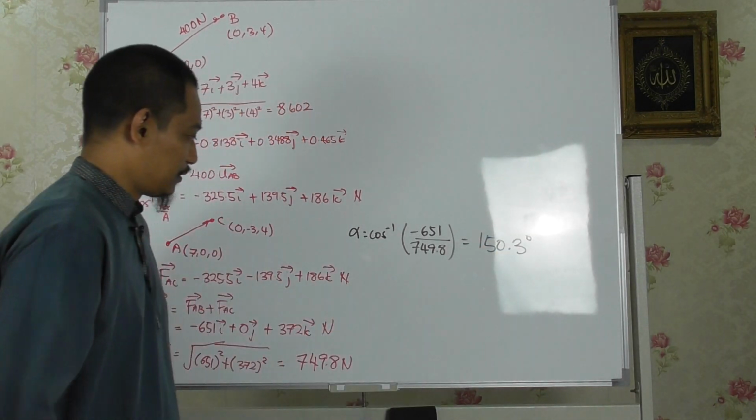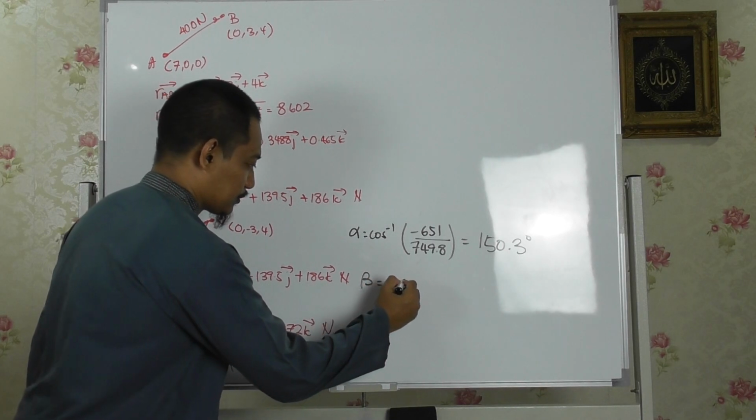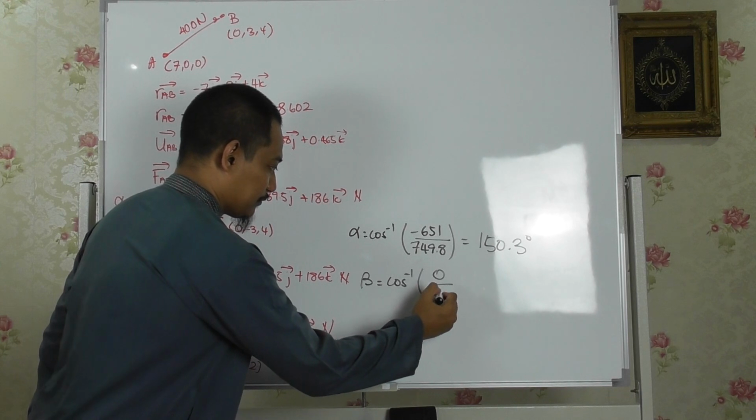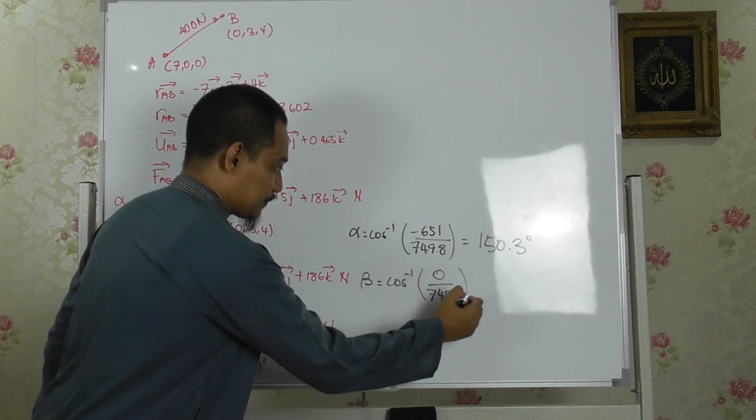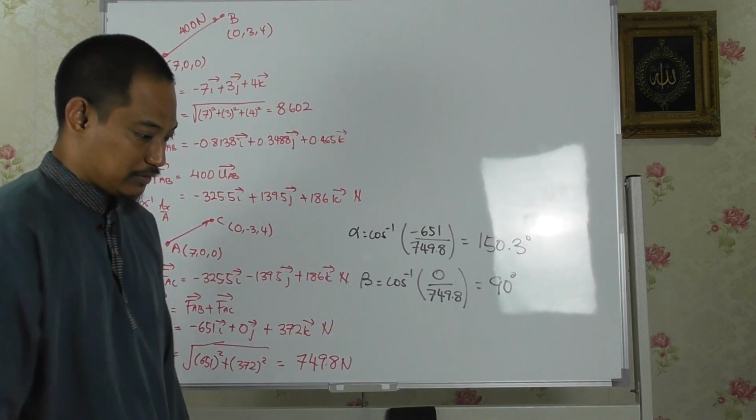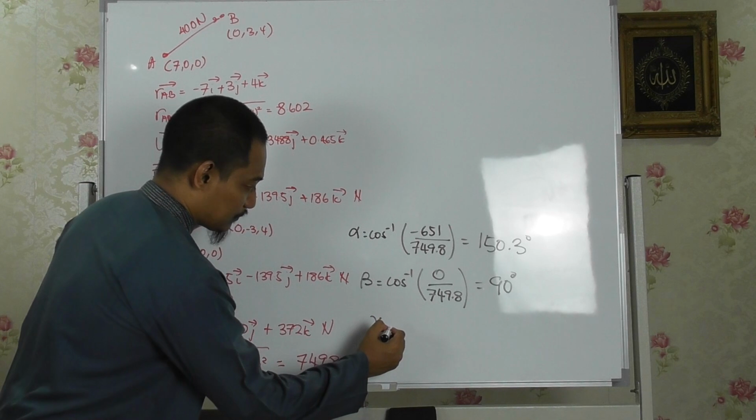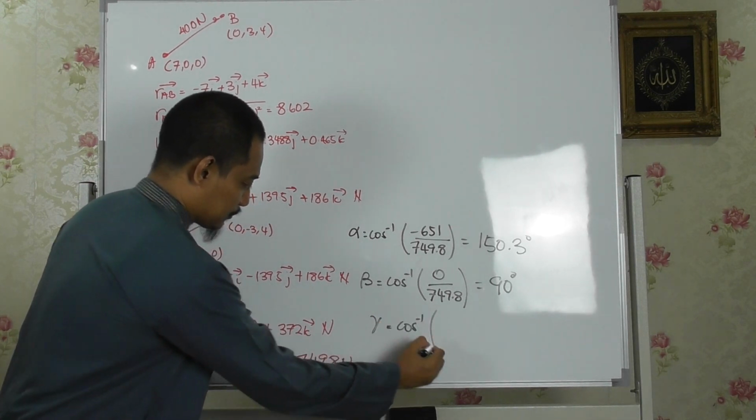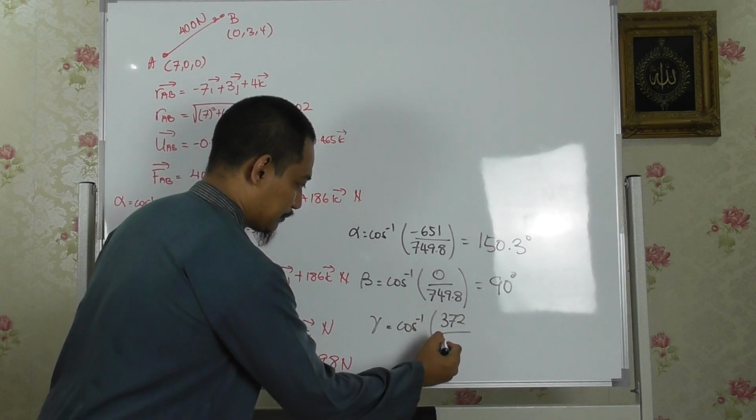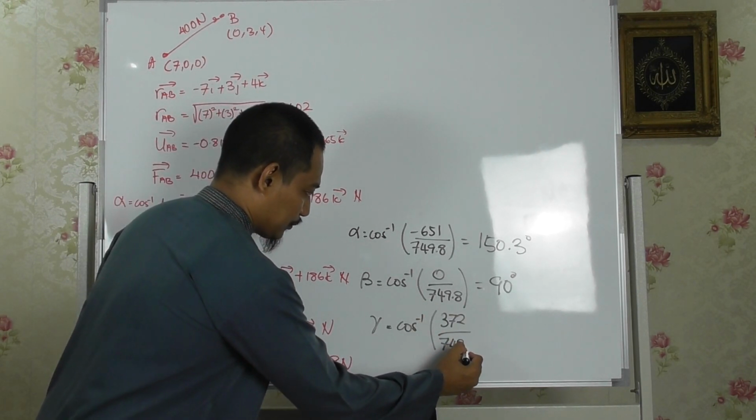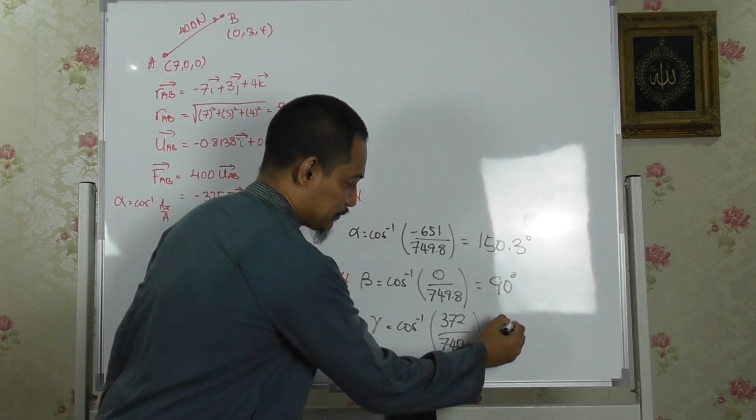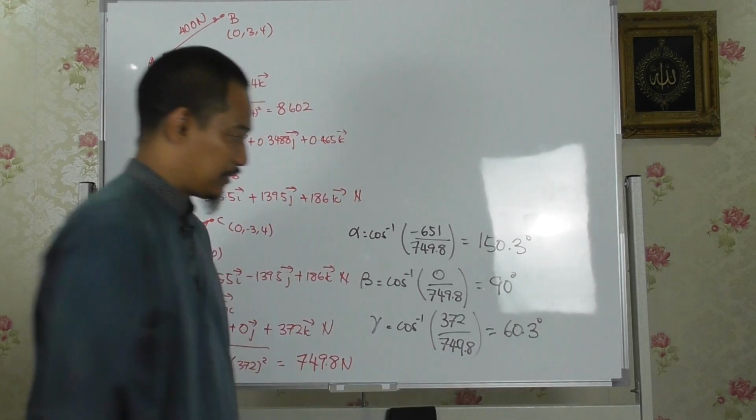So it will be 150.3 degrees. And then for beta, cos inverse of the Y component, which is 0, over 749.8. It should be 90 degrees, since cos 90 degrees is 0. For gamma, we have cos inverse of the Z component, which is 372, divided by 749.8, and then you will get the value of 60.3 degrees. So that will be the answer.